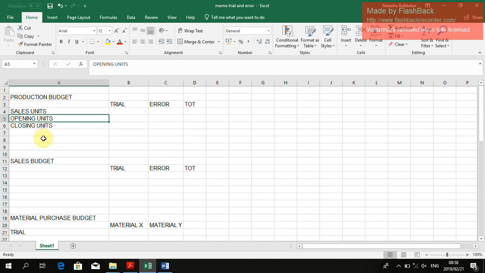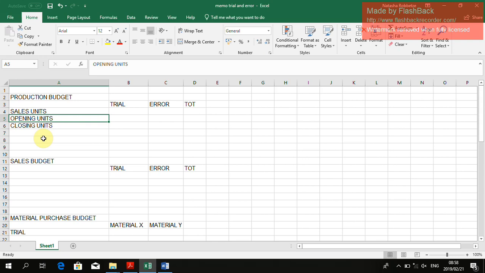So I just want to clear that up. For opening units, we deducted because those units are already available for us. We don't have to make those. They would have typically been our closing stock of the previous quarter. So they are already available and don't need to be produced.